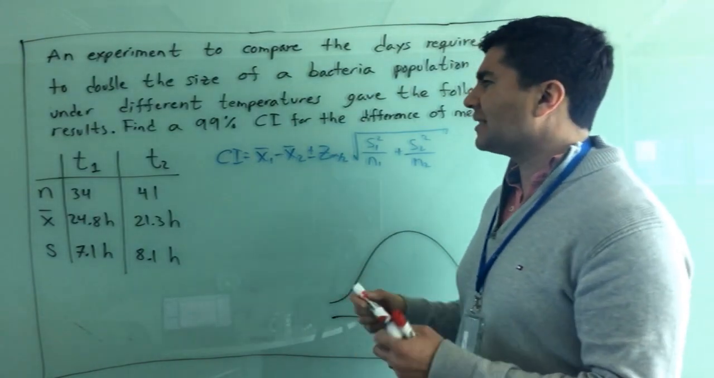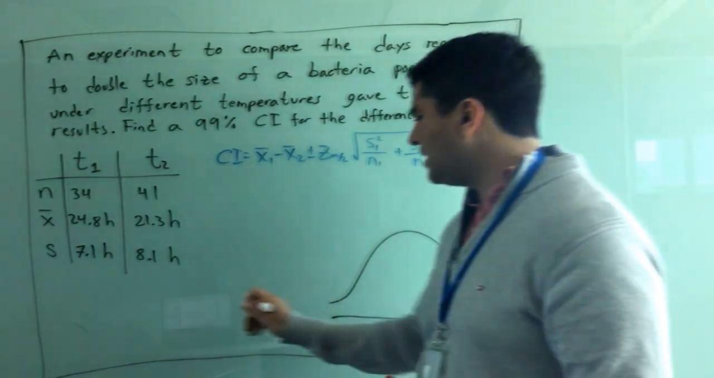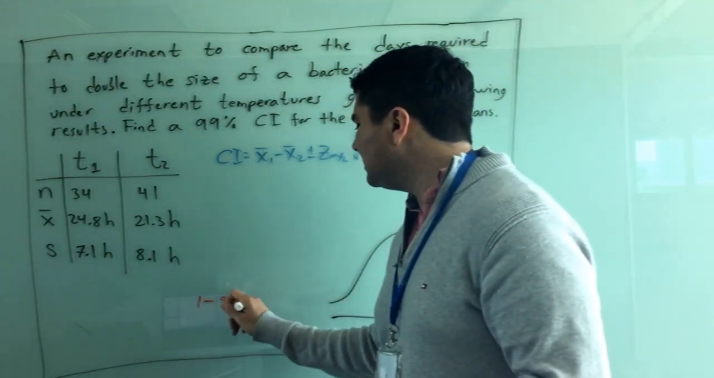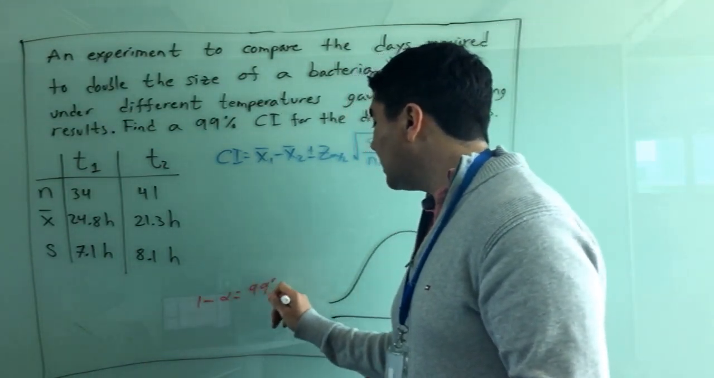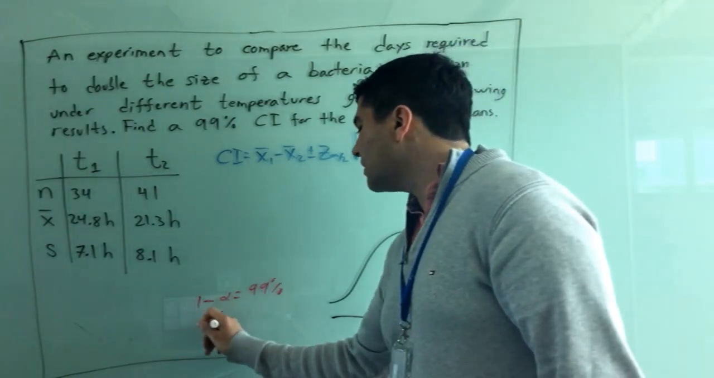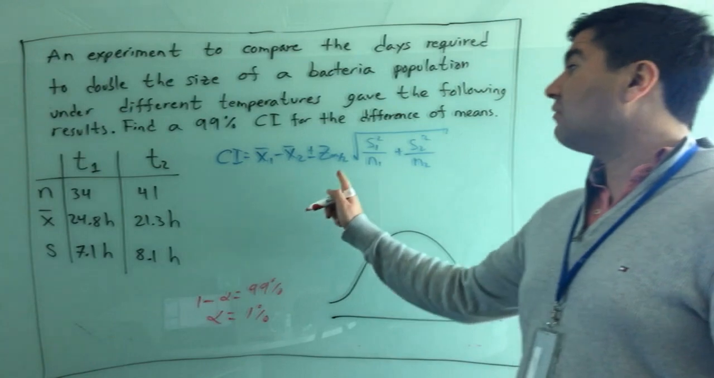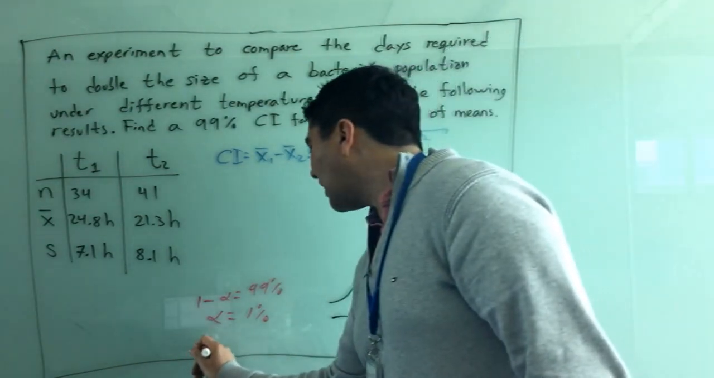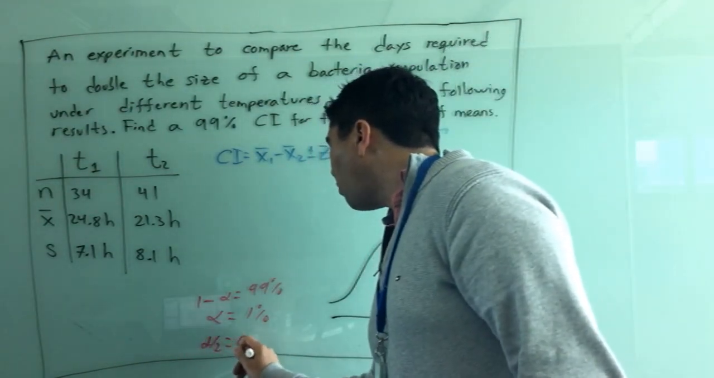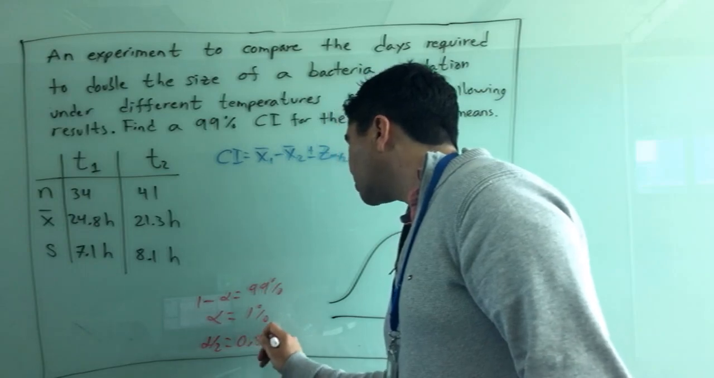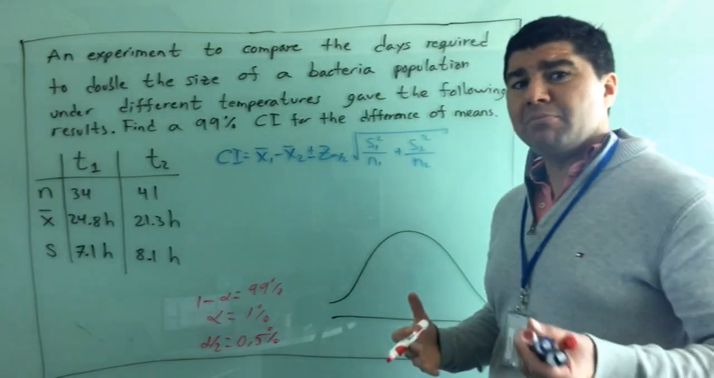Please just notice that 1 minus alpha, in this case, is 99%. It means that alpha is going to be 1%. But again, we require alpha halves. Alpha halves then is going to be 0.5%. The procedure is similar.